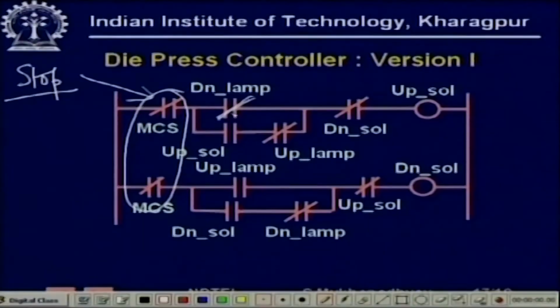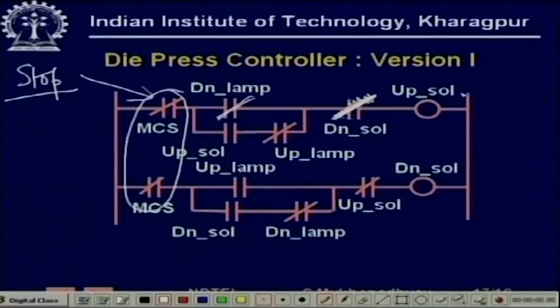So initially, the down lamp is on, so what will happen? It's down, and because the down solenoid is off, therefore we should have this as an NO contact. So then this will become on. Oh right, correct, it is an NC contact. This down solenoid is off, so therefore, it is closed.